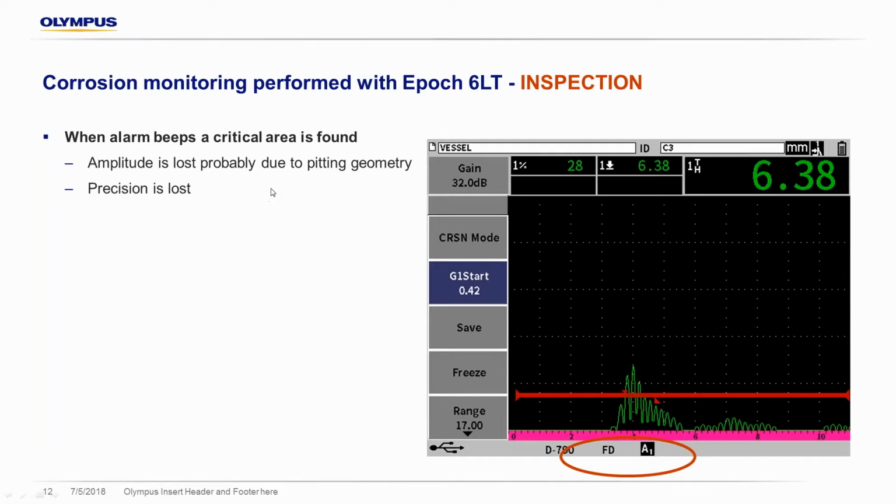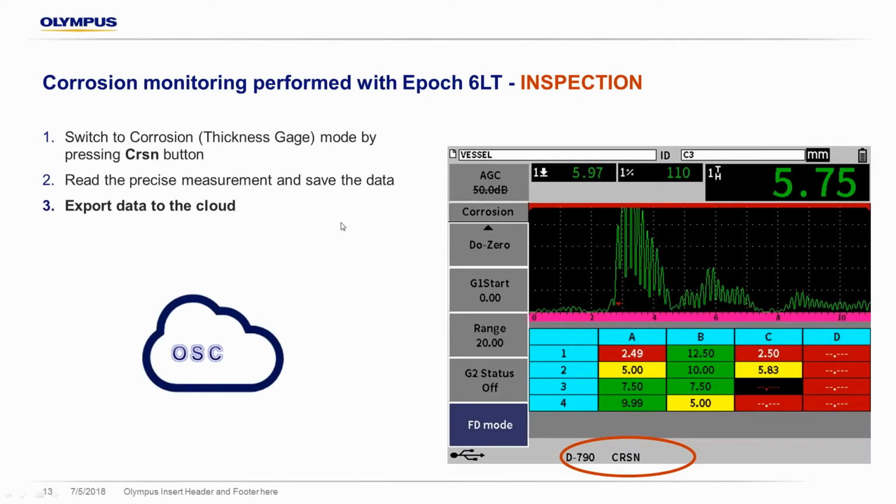We switch to the corrosion or thickness gauge mode by pressing the corrosion button, and immediately the instrument will increase the gain automatically, and it will detect at zero crossing. And the precision of measurement will be 0.01 of a millimeter. So we have a very, very good precision only by pressing the button. What we do next, we just save the data in our color grid, and then we can also export it to the scientific cloud.